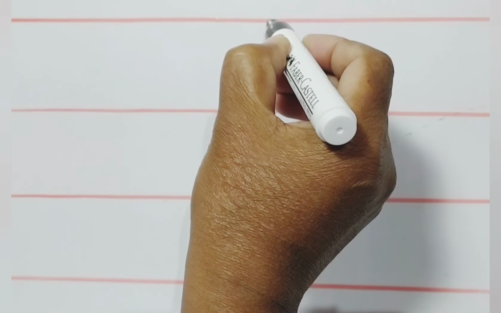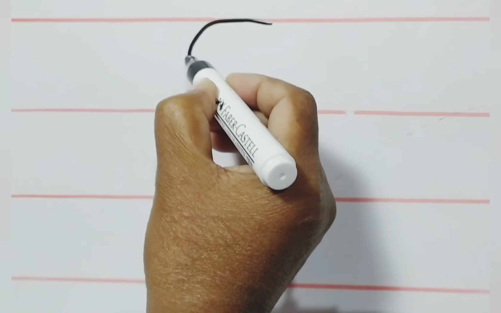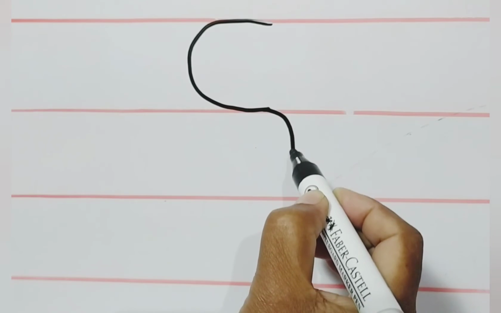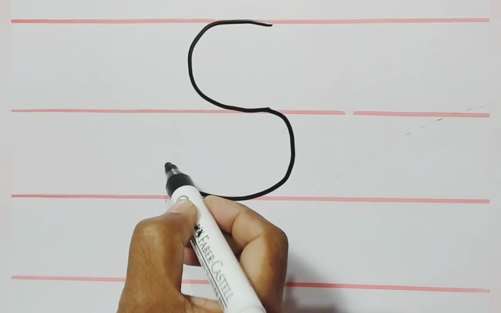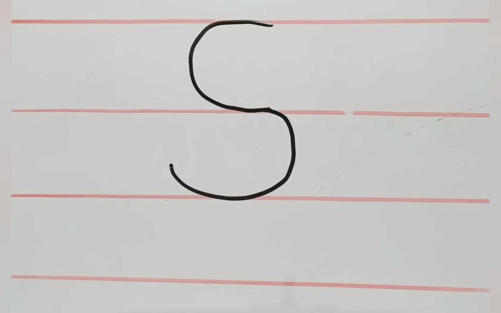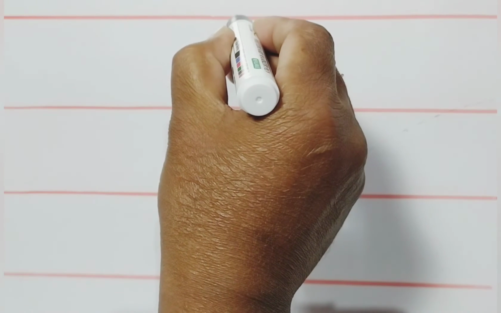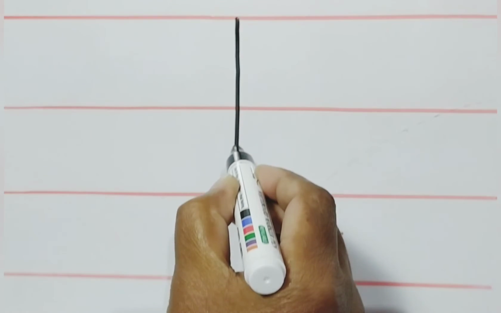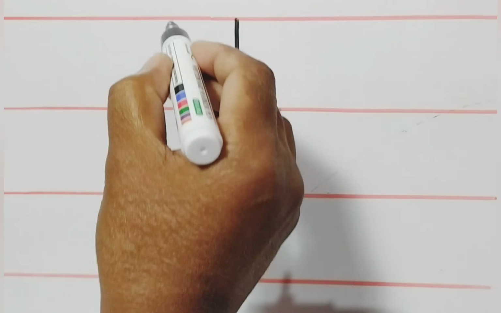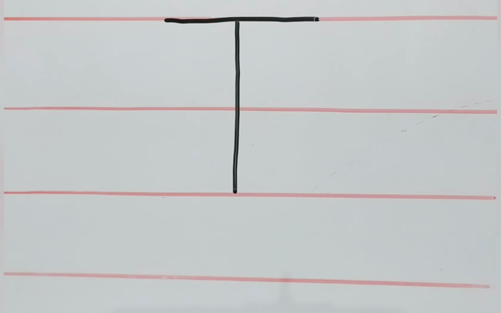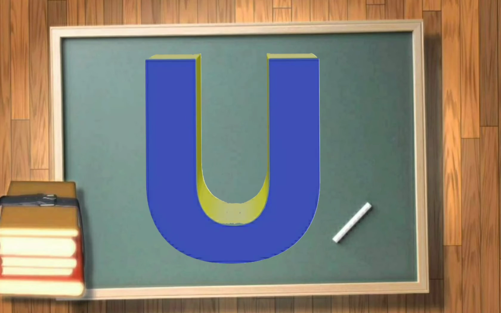Start from the top and swing to the left and create a curve. Now swing to the right and create another backward curve at the bottom. This letter is S. Next letter T. Start from the top and draw a standing line down. Go back to the top and draw a sleeping line across. This letter is T. Next letter U.